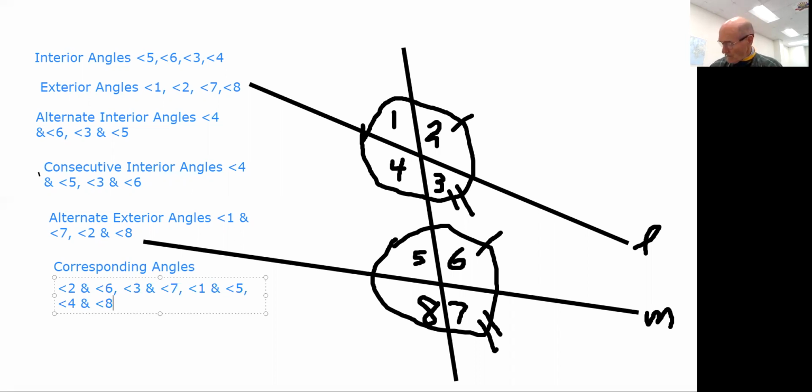Now, if you look at your homework assignment for tonight, you have problems 21 through 36. And what this is asking you to do is to classify angles into one of these categories. Basically, your alternate interior, consecutive interior, alternate exterior, or corresponding. So I'll stop here.